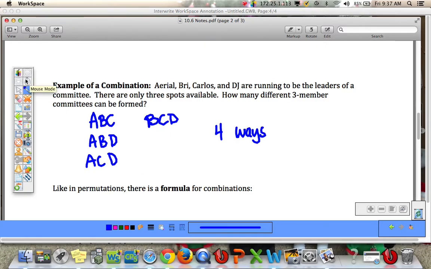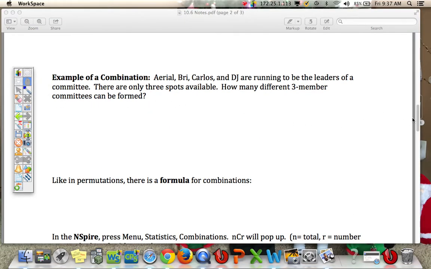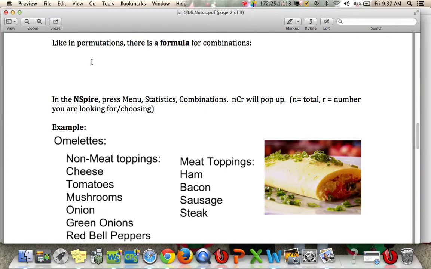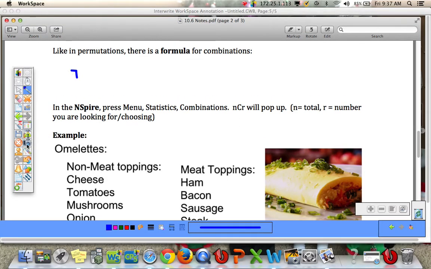Like in permutations, there's a formula for combinations. So let's write that down. It is nCr in your calculator. You probably saw it yesterday, nCr. And there's a way to calculate that. This is the calculation your calculator's making. It's n factorial, or the number of total things factorial, over n minus r, the total number minus what you're choosing, factorial, times r factorial.